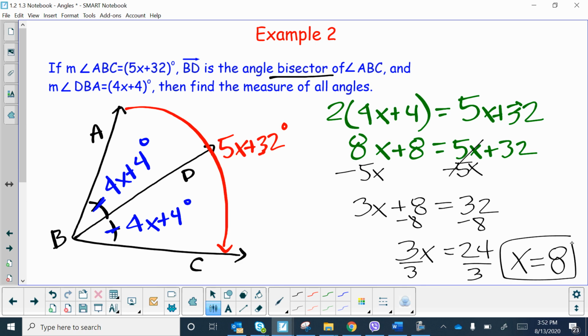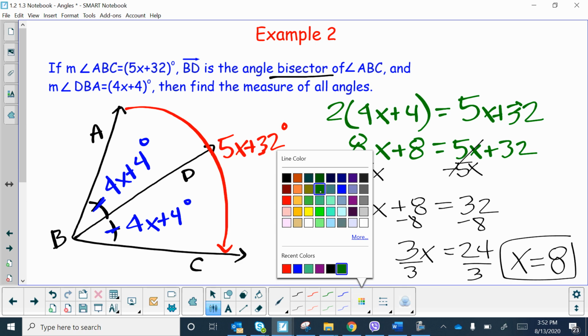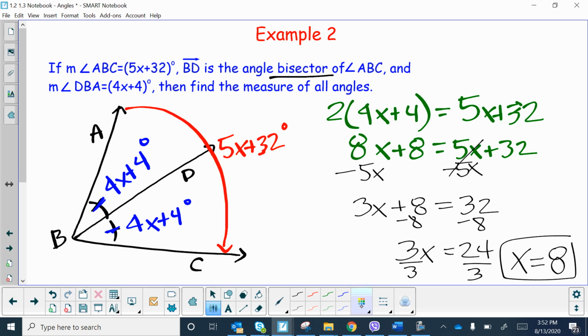If I can just find one of those blue angles, the rest should be pretty easy. So let's plug in 8 for x here. 8 times 4 is 32, 32 plus 4 is 36. So this little angle right here is 36 degrees, which is also over here. And then the whole big angle is 36 times 2, which is 72 degrees. So we found all the angles: 36, 36, and 72.